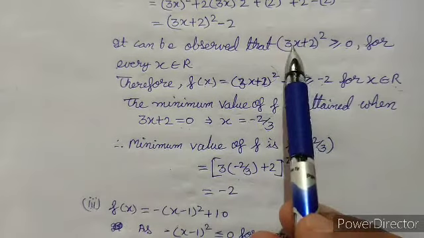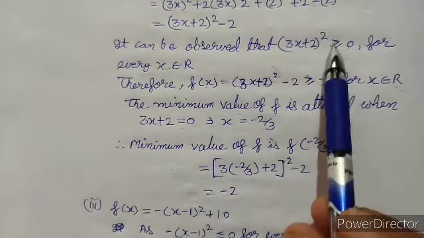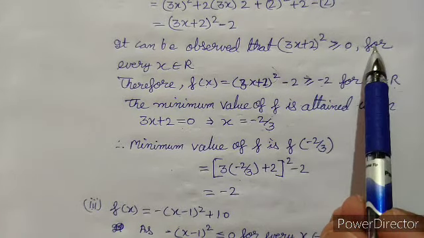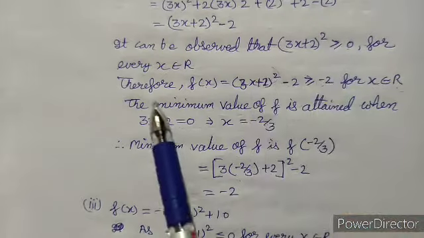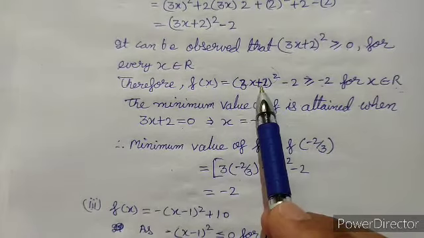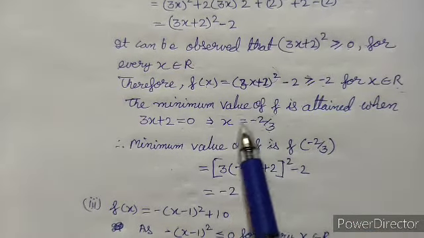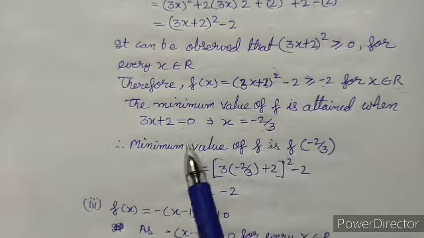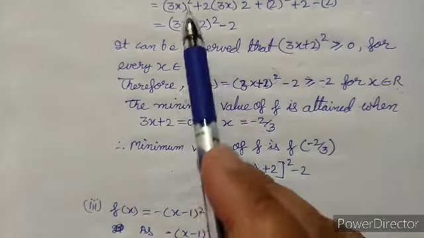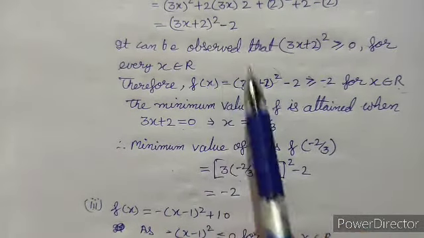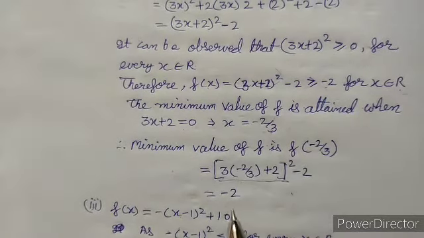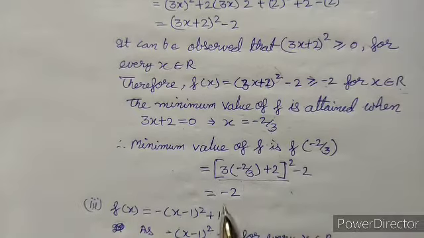Now, as this 3x plus 2 whole square is always greater than or equal to 0, its maximum value cannot be obtained, but its minimum value will be obtained when this 3x plus 2 is equal to 0, or we can say x equal to minus 2 by 3. So the minimum value of f is f minus 2 by 3, and that will be 3 into minus 2 by 3 plus 2 whole square minus 2, and that will be equal to minus 2, as this was equal to 0. So the minimum value of this function f is minus 2.